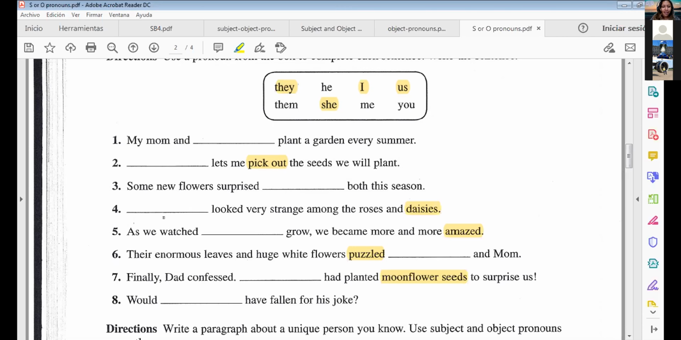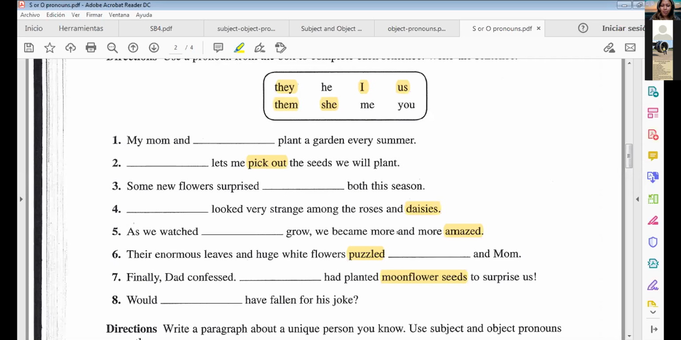The flowers, right? They looked, repeat it with me. They looked very strange among the roses and daisies. As we watched them grow. As we watch, this is a verb. So as we watch them. As we watch them grow, repeat it with me. As we watch them grow. As we watch them grow.